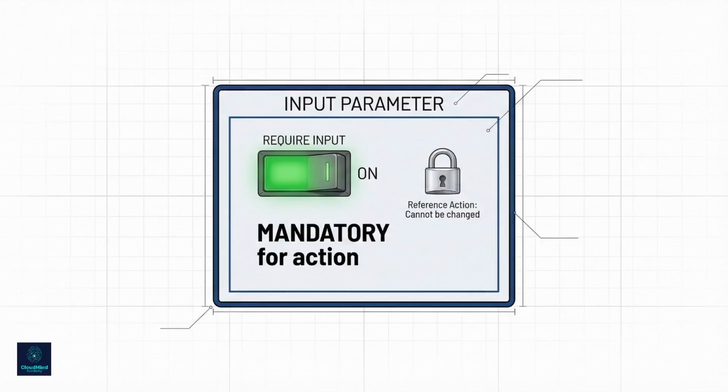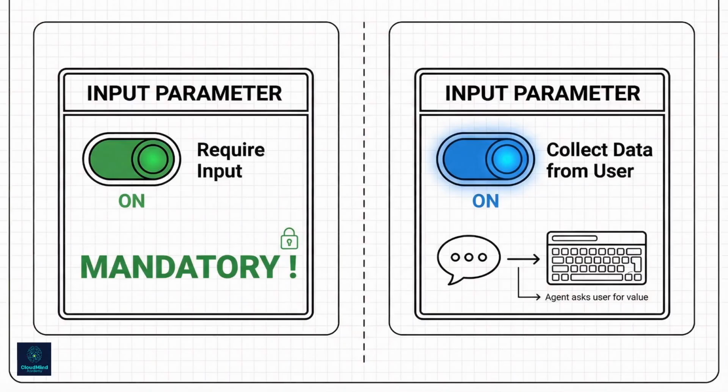First is require input. This applies to input parameters. If require input is turned on, the parameter becomes mandatory for the action to work. Important exam detail. If the reference action already needs the input, this setting is turned on and cannot be changed. Otherwise, inputs are optional by default. On the exam, if an action cannot run without a value, then the correct setting is require input.